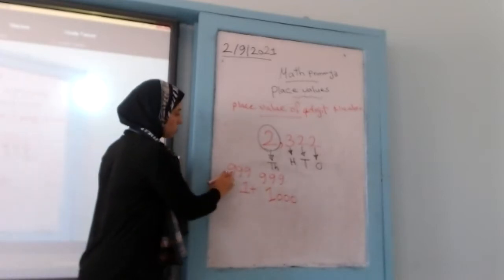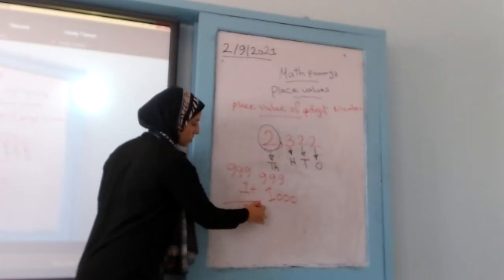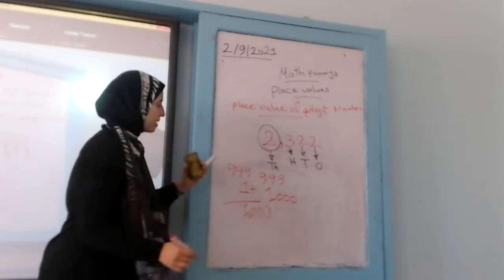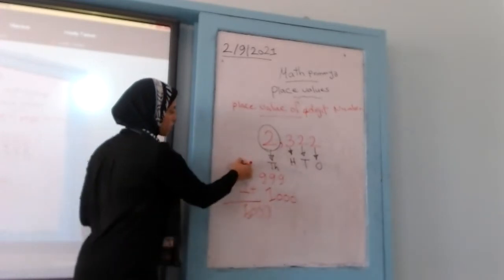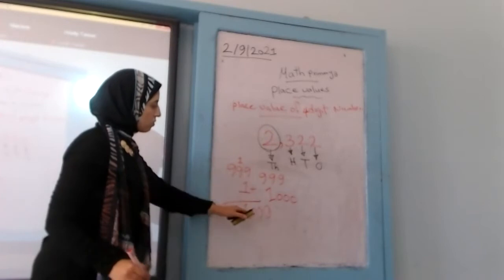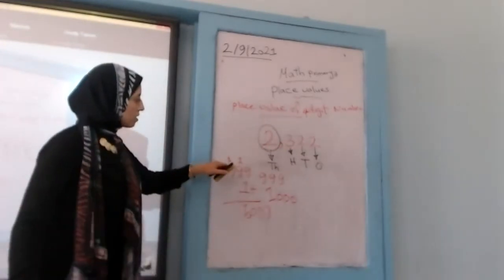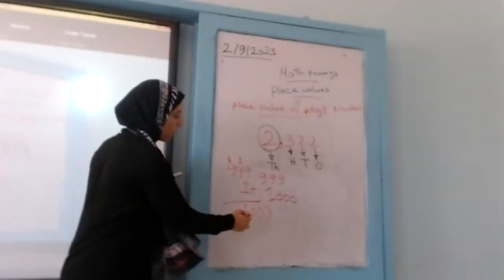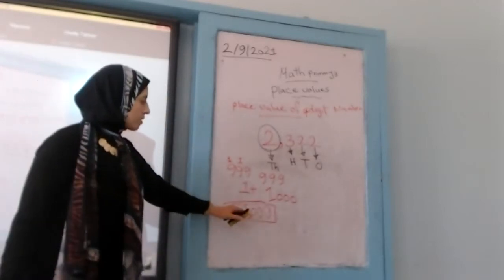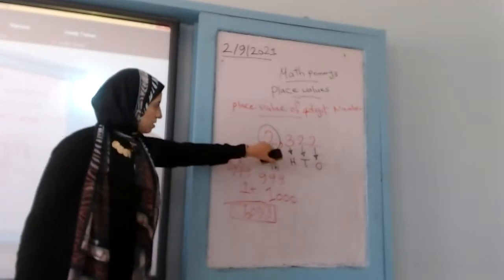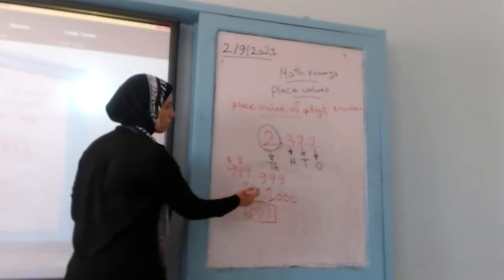When I add 1 to 999, it gives me 1,000. 9 plus 1 equals 10, I put 0 and carry 1. 9 plus 1 equals 10, I put 0 and carry 1. 9 plus 1 equals 10. So I have 1,000. So the first digit of the number is the thousands.